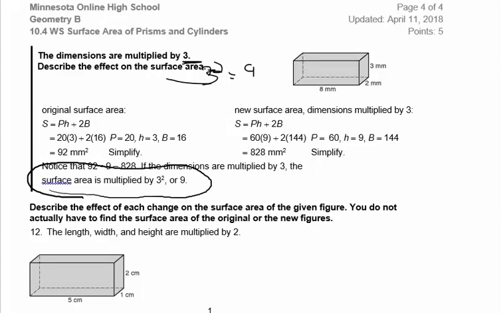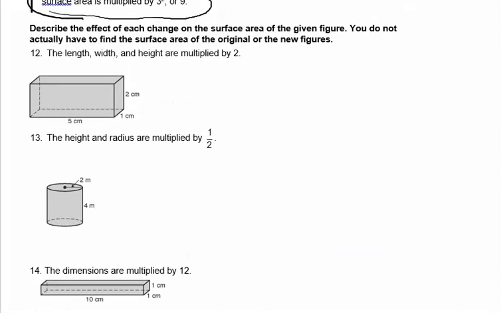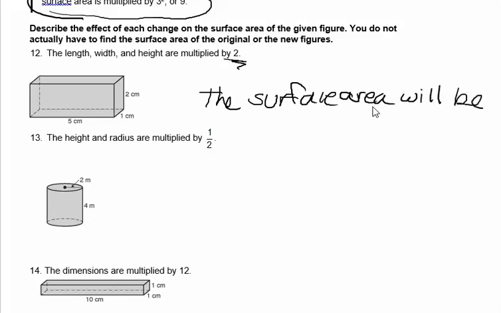That's the answer. So for the next few problems, there are 4 of them, you don't actually have to find the old surface area and the new surface area. You have to know what the rule is and what the surface area will be multiplied by. So every one of your answers should start out with the surface area will be multiplied by, and then you write your answer.